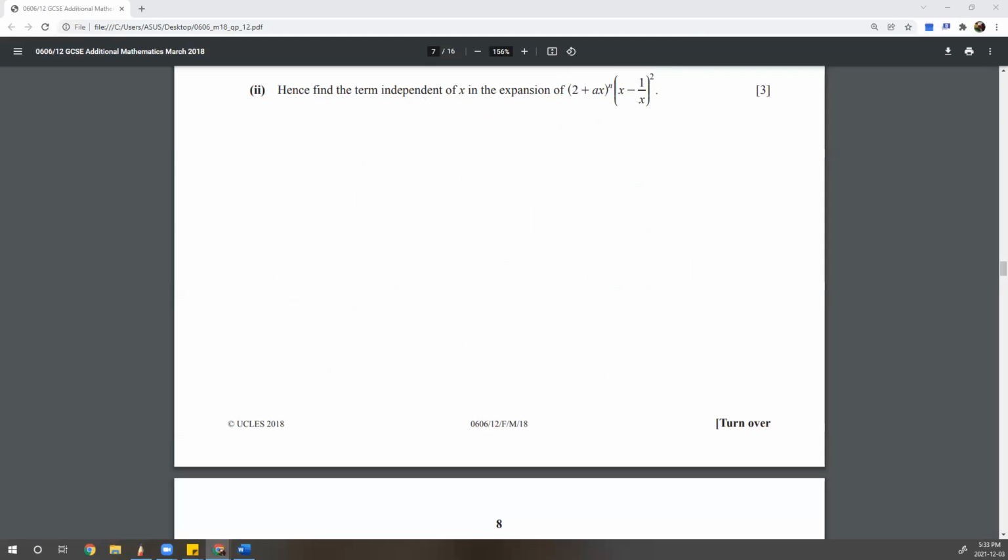Wait, what does it mean for independent term? Okay, independent term is the term of no x, so it is x power 0. Okay, so is it like constant term? That's right. Independent is constant term. We're done with QP1, so let's do QP2.